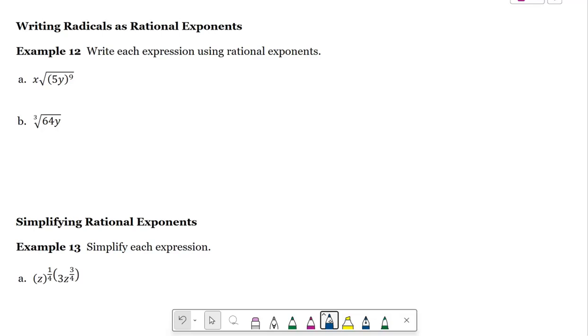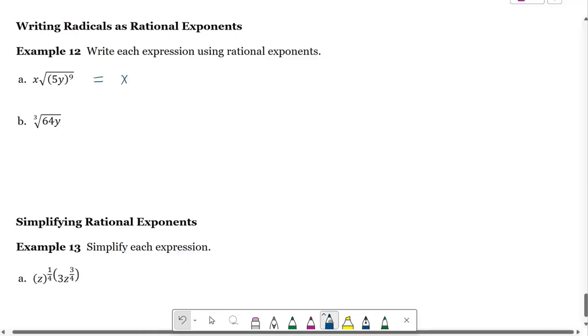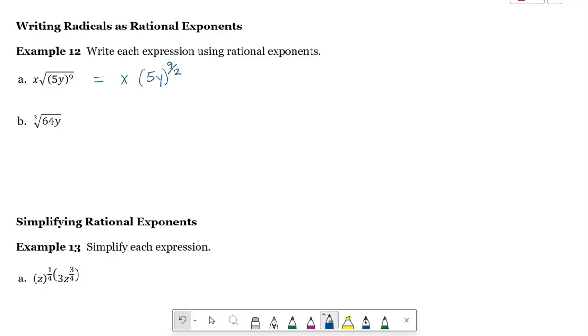Looking at example A, I've got a square root and then I've got 5y raised to the 9th power. So the way that I can write that is, the x that's on the outside is just going to stay by itself, but I've got 5y, the exponent is a 9, and the index is a 2. And I've got to put the 5y in parentheses because the 9/2 exponent goes to both the 5 and the y. For example B, I have 64y, and the whole thing is raised to the 1/3 power.